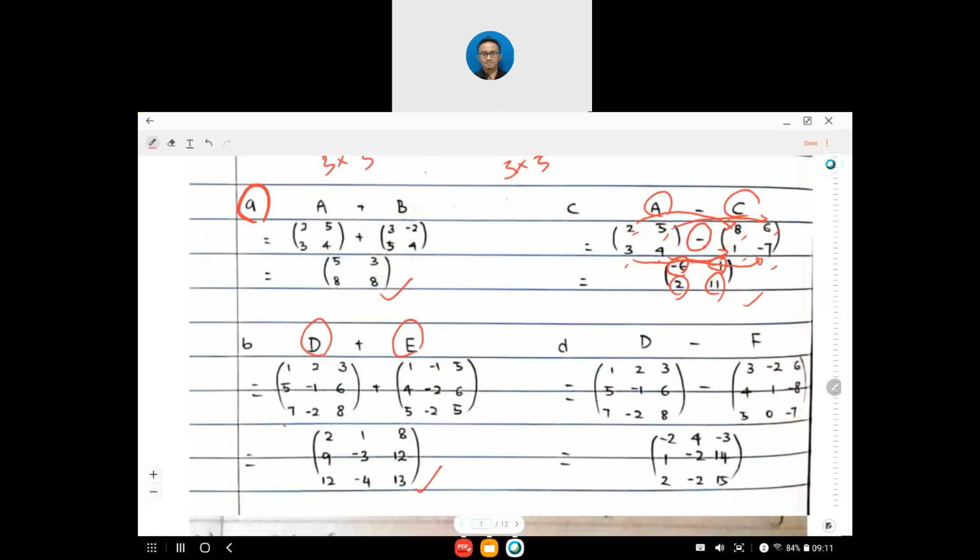For D, also the same thing. For size 3 by 3, you have matrix D and matrix F. When you solve it, you get negative 2, 4, negative 3, 1, negative 2, 14, 2, negative 2, 15. Okay? Any problem with question 1A until D?